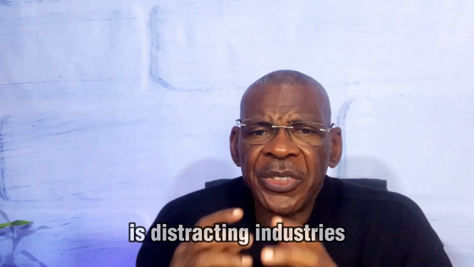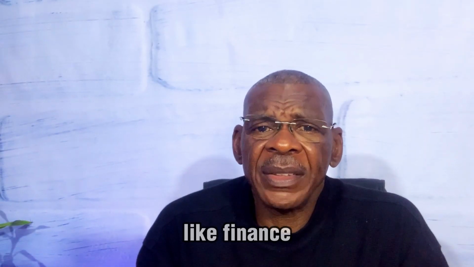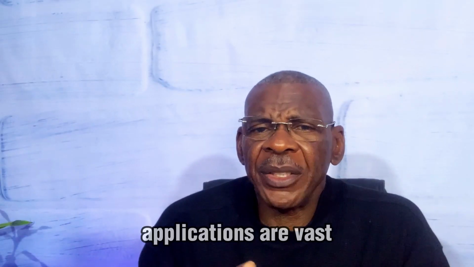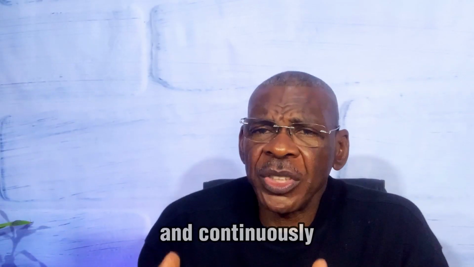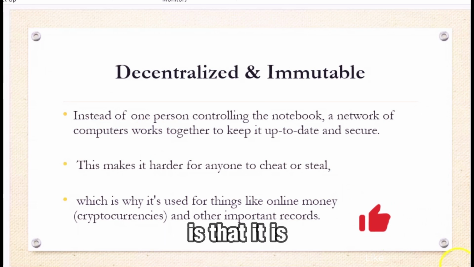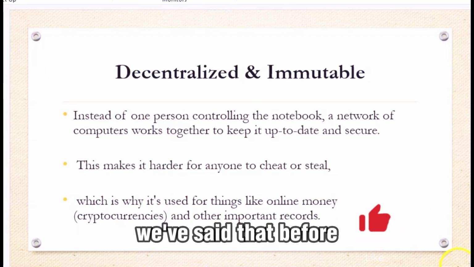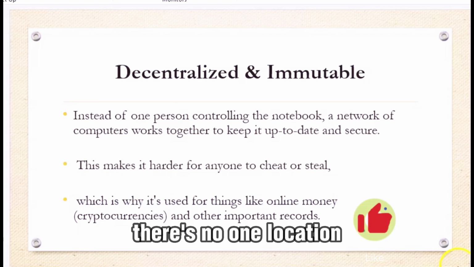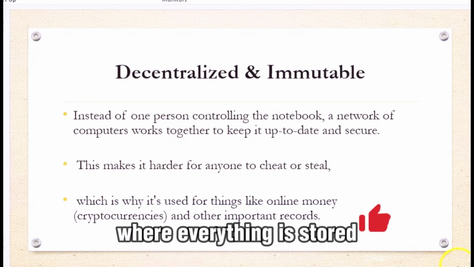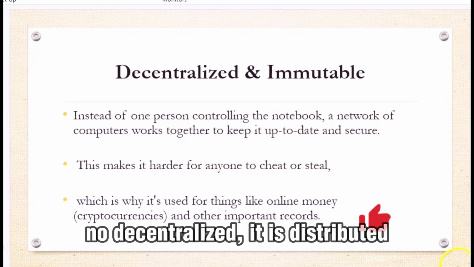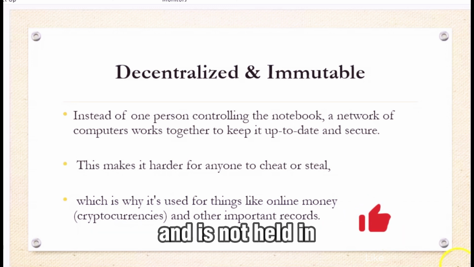So blockchain is disrupting industries like finance, supply chain, healthcare, real estate, and more. Its potential applications are vast and continuously expanding. Alright, so we'll be looking at some features of blockchain. One of the major features is that it is decentralized. We've said that before. Decentralized means that there is no central authority. There is no one location where everything is stored, where somebody can break in and steal everybody's money. No. It is distributed and is not held in one location.